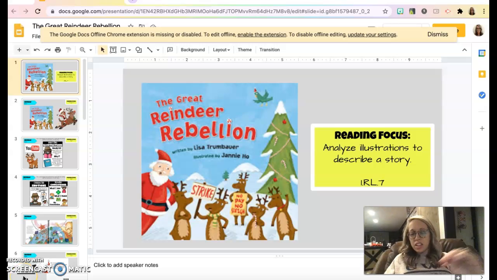Hey, so I wanted to get on here and explain what we were doing with our skill this week for reading. For reading this week, we're going to be practicing analyzing with illustrations to describe a story. And this is the book that we're reading this week. It's called The Great Reindeer Rebellion.